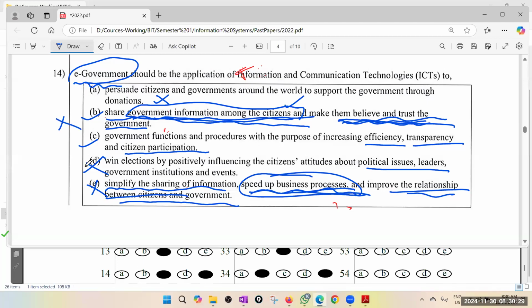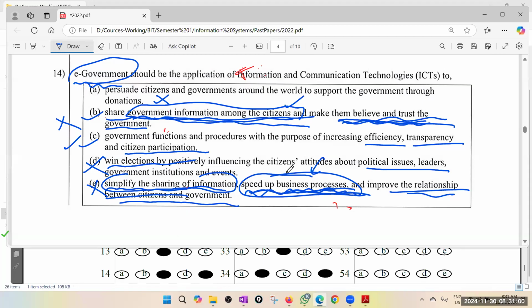Okay. So C, anyway, the examiner has also taken: government functions and procedures with the purpose of increasing efficiency. There's no debate about that. Then D, the examiner has again not taken. Obviously, I also did not take because that is politics. But the examiner has taken E now. Simplify the sharing of information. That is, I also agree. But I did not agree with this one. But the examiner has not cared about that. The examiner has anyway taken it.